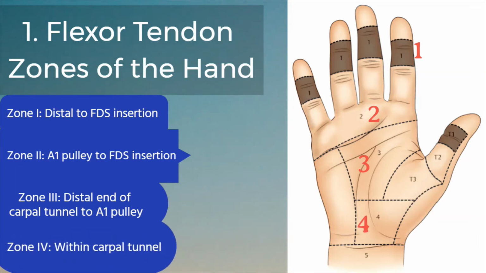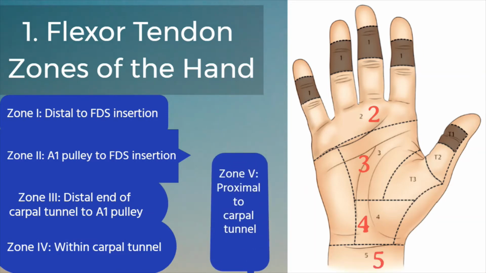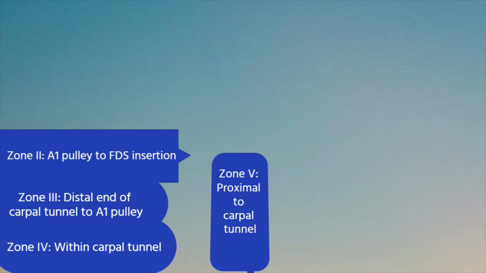The Zone 4 region consists of the area within the carpal tunnel. The Zone 5 area is the proximal aspect of the transverse carpal ligament to the musculotendinous junction.